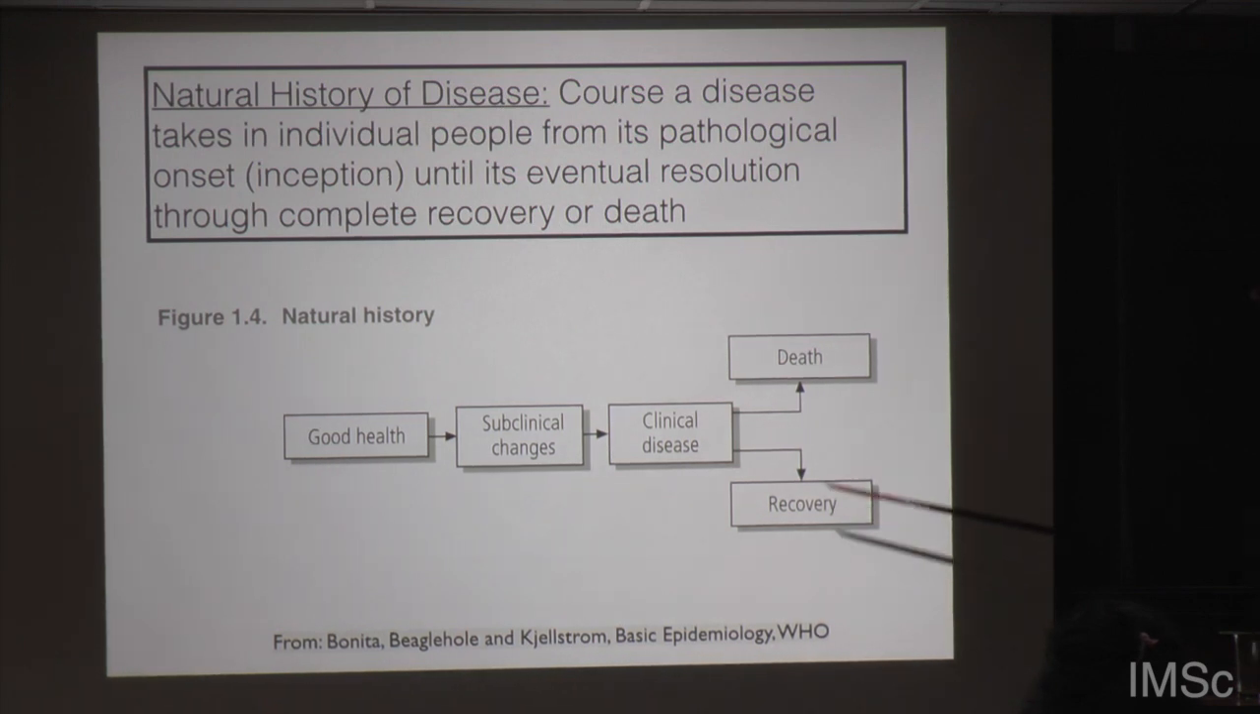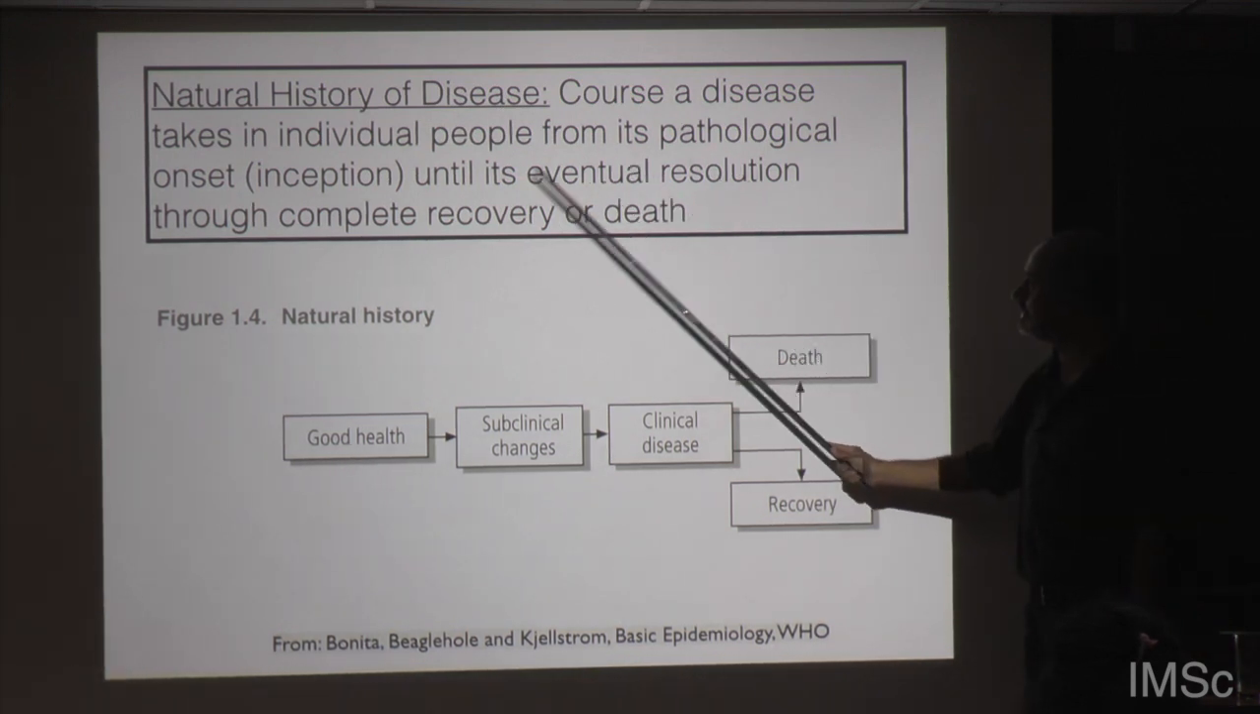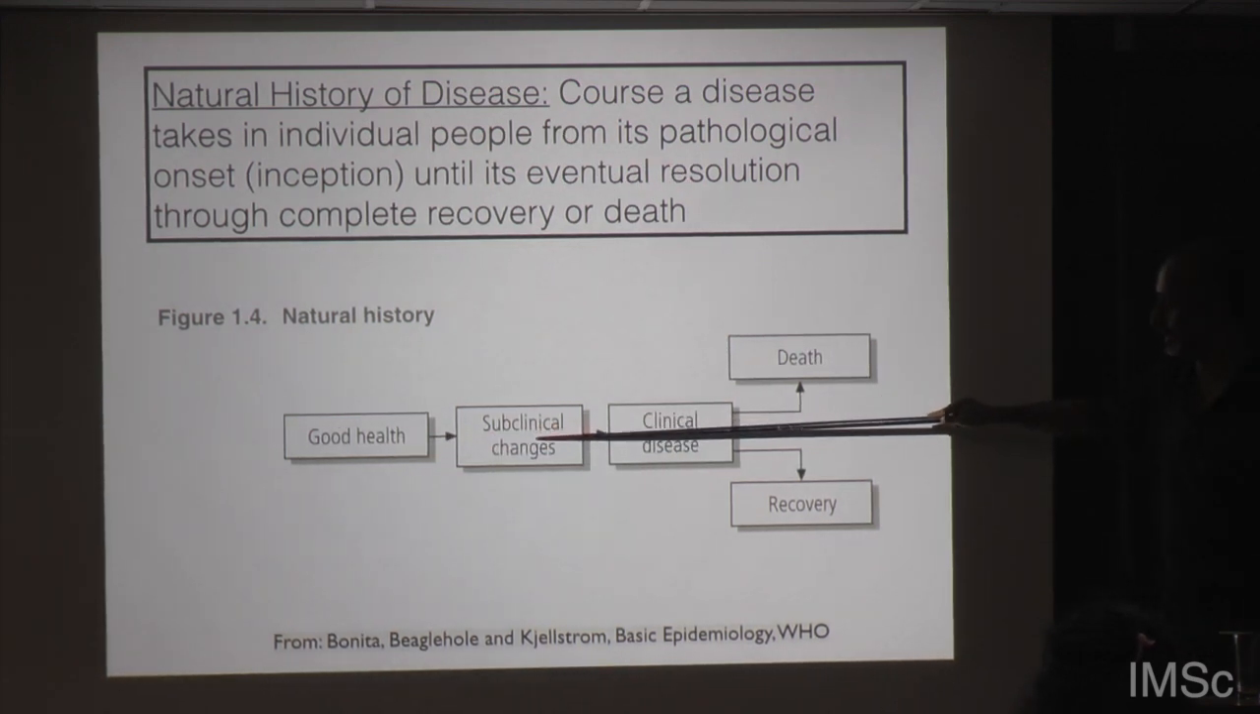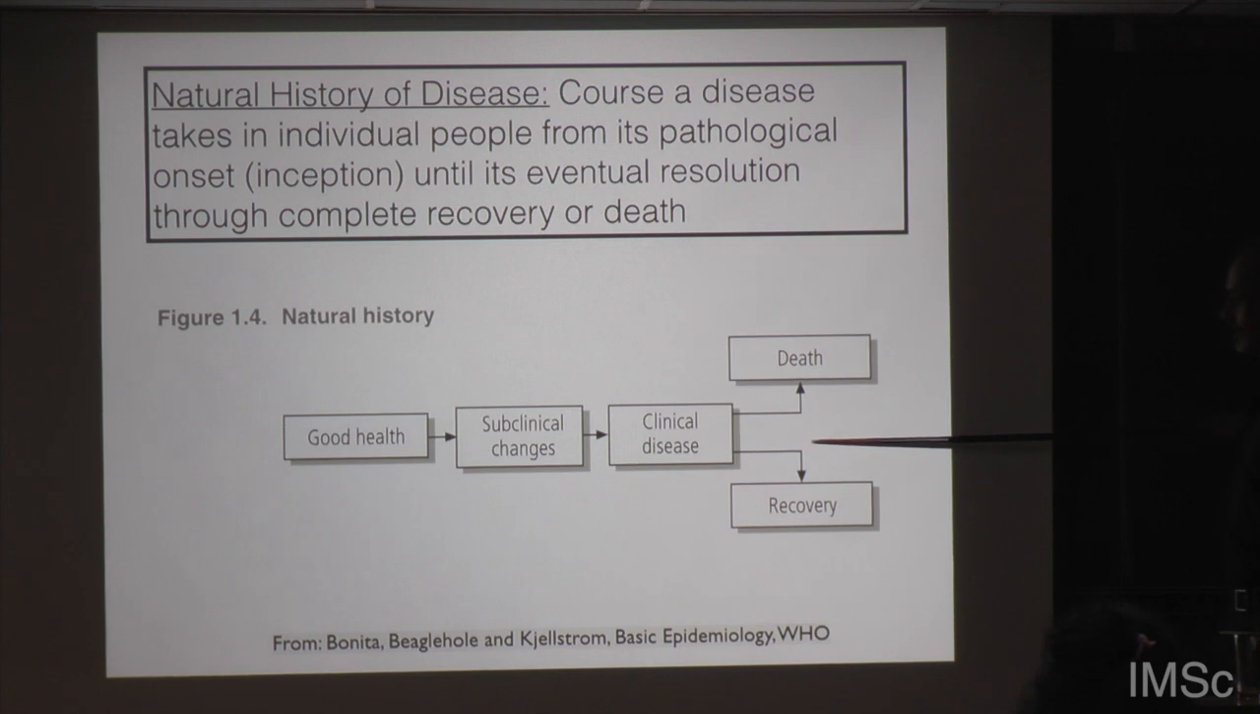Here's a term called the natural history of disease, and that's the course that a disease takes in individual people from its onset, that is the point at which you are infected here, to the point at which you either recover or you die. Okay, so that's the natural history of disease. It's a good term to use.